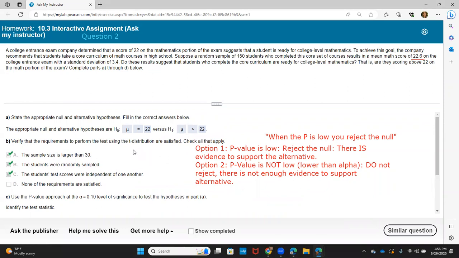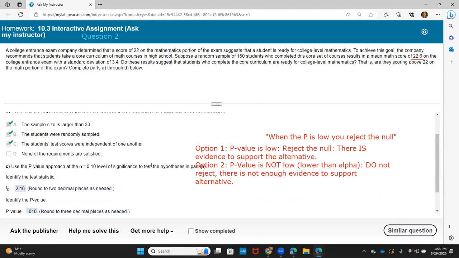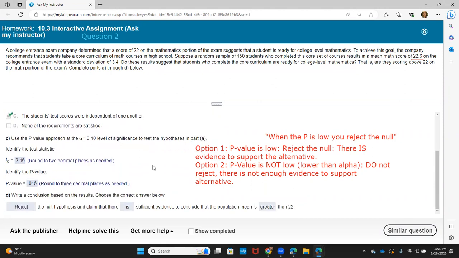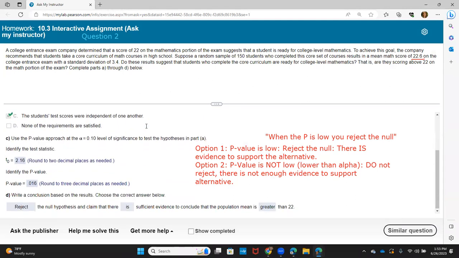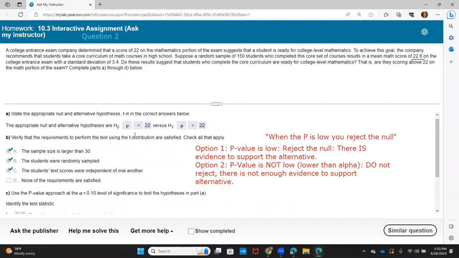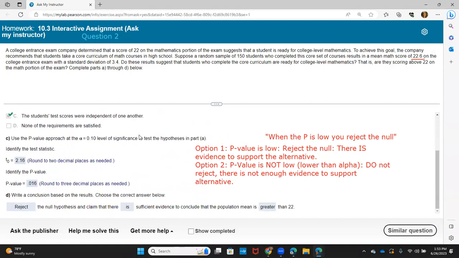I know there is a lot going on here. First, setting up the null and alternative can be challenging. Remember, it's always mu or p because we're talking about population values, and the null hypothesis is always equals to, always, always, always. Then the requirements, I know they're kind of annoying, but they should say the sample is random, independent, and the sample size is larger than 30. Then to get the test statistic and the p-value, we go into StatCrunch, enter the sample data they gave us, and enter the null and alternative hypotheses as we just did. Once we have the p-value, it's either low, which means we reject and there is evidence, or it's not low, and we do not reject because there is not enough evidence.